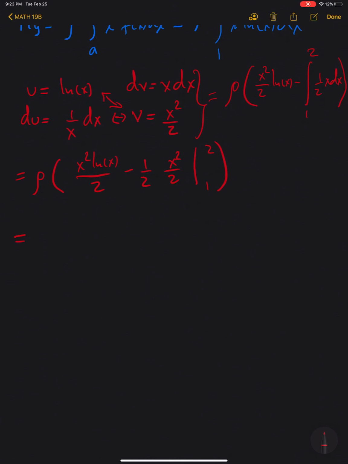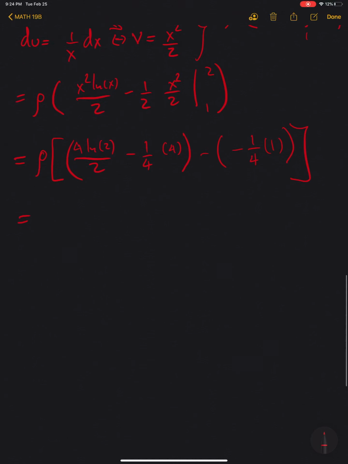So we can plug everything at the top and everything at the bottom, and then we have rho times everything at 2, which will give us 4 natural log of 2 divided by 2 minus 1/4 2 squared, which is 4, minus everything at 1, and that will be 1 times the natural log of 1, which is 0, and then the only survivor will be 1/4 1 squared. So if we simplify this a little bit, we have rho, and then we would end up with 2 times the natural log of 2 minus 1 plus 1/4, so that would be minus 3/4.